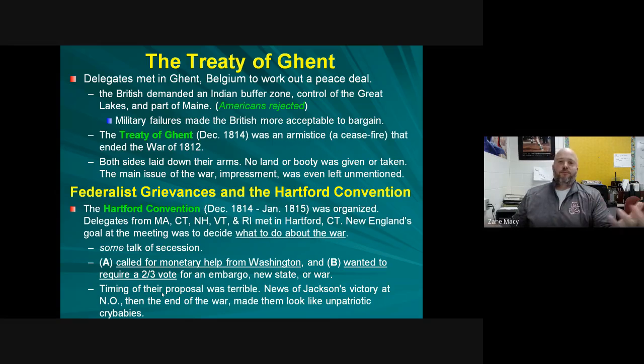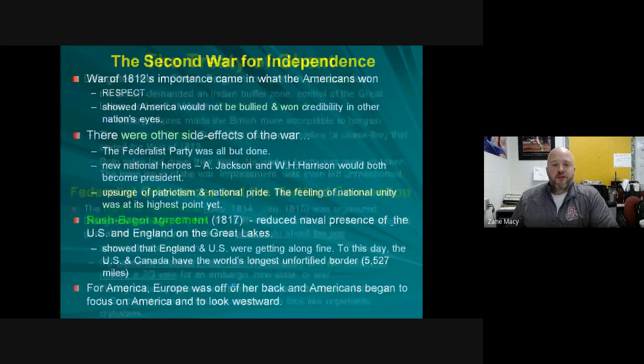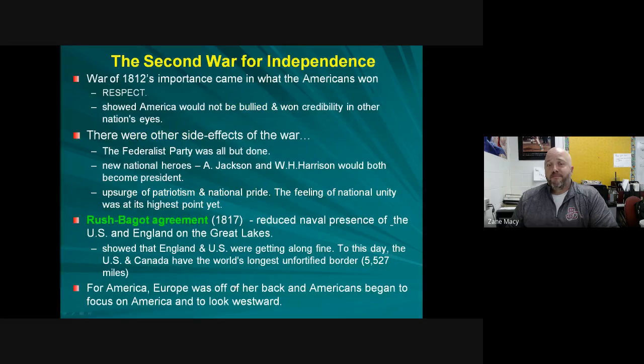And then the United States ends up winning the war and forcing the British into accepting a treaty. It makes them look unpatriotic. It just makes them look bad all around to the rest of the nation.